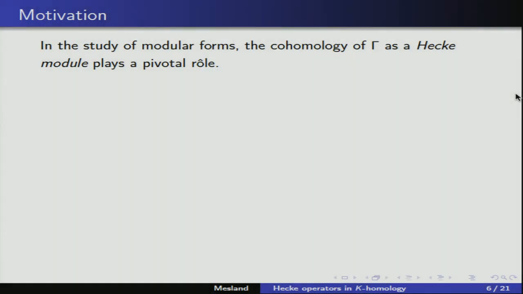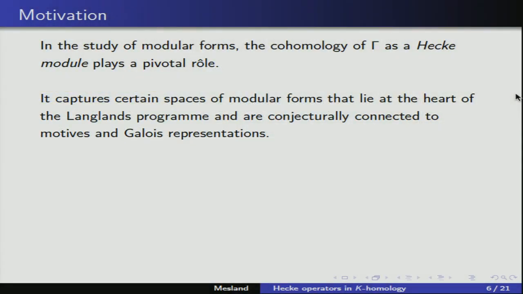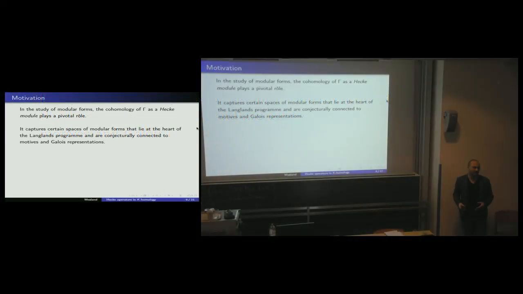And in the study of modular forms, the cohomology of Γ as a Hecke module plays a pivotal role. I'm not an expert on this, but my collaborator is. So there is really more information here. You have this cohomology group, but you have an algebra of operators acting on it. And this is related to the Langlands program, and many, many people are studying this kind of structure to understand things about these groups and the number theory of these fields. And you can call Haluk if you want to know more about that. I'm learning some of these things, but it goes slowly.